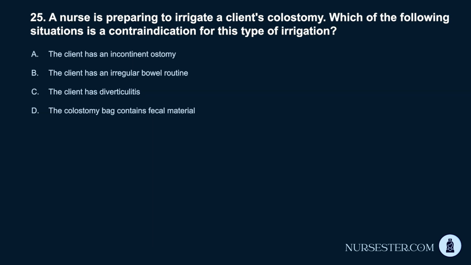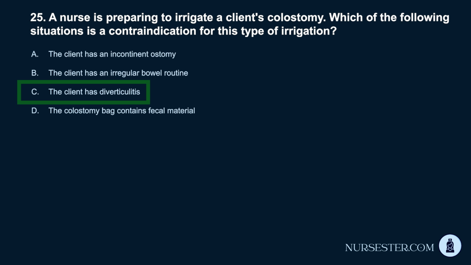25. A nurse is preparing to irrigate a client's colostomy. Which of the following situations is a contraindication for this type of irrigation? A. The client has an incontinent ostomy. B. The client has an irregular bowel routine. C. The client has diverticulitis. D. The colostomy bag contains fecal material.